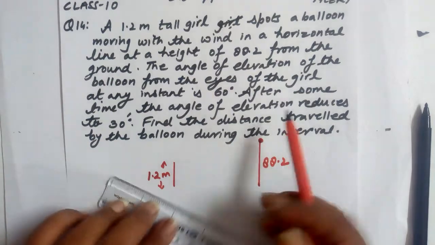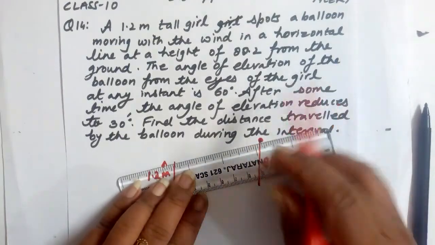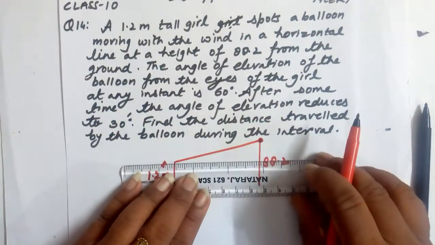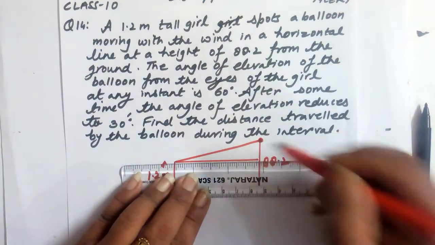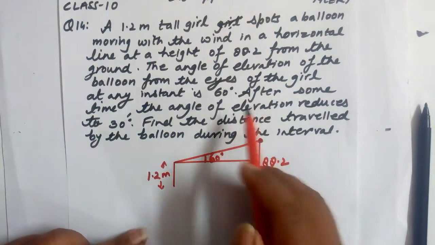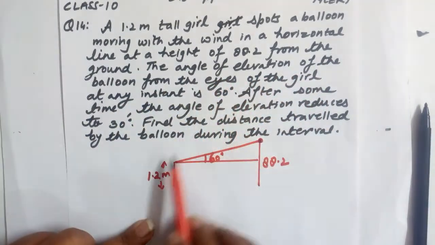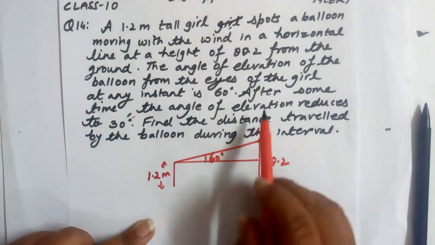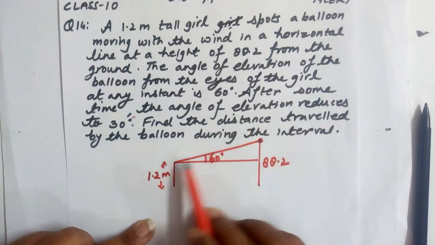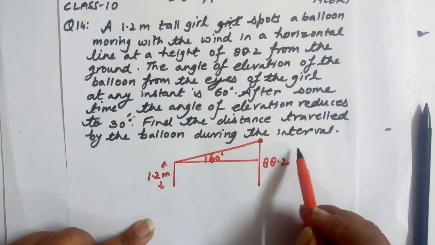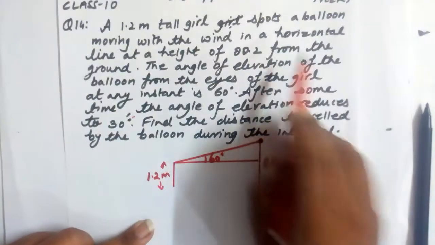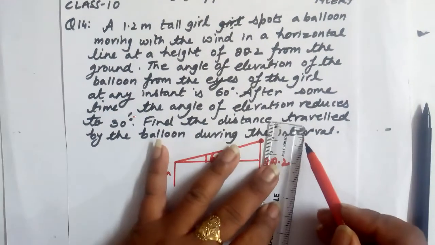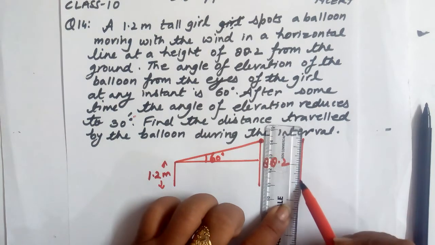And the angle of elevation is 60 degrees. This is 60 degrees. The angle of elevation of the balloon from the eyes of the girl, this is the height of the girl, at any instant is 60 degrees. After some time the angle of elevation reduces to 30 degrees. It means the balloon has moved, because it is moving in a horizontal line, so it is not here. Now the angle of elevation has changed, but the height of the balloon from the ground will remain the same.